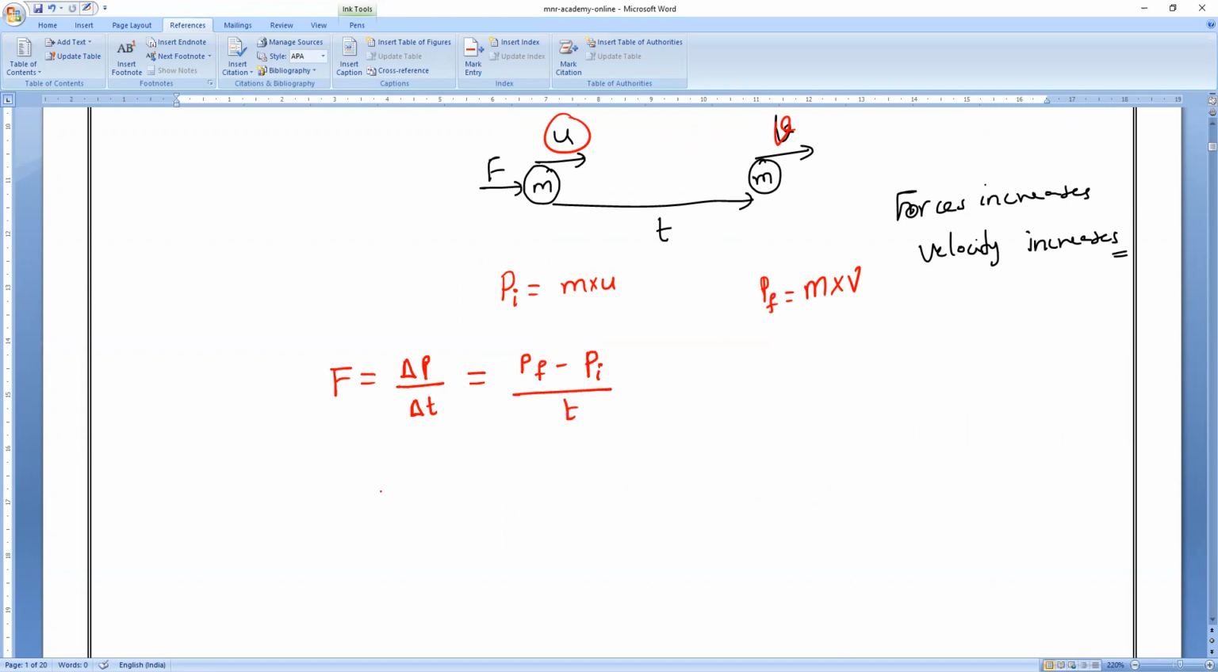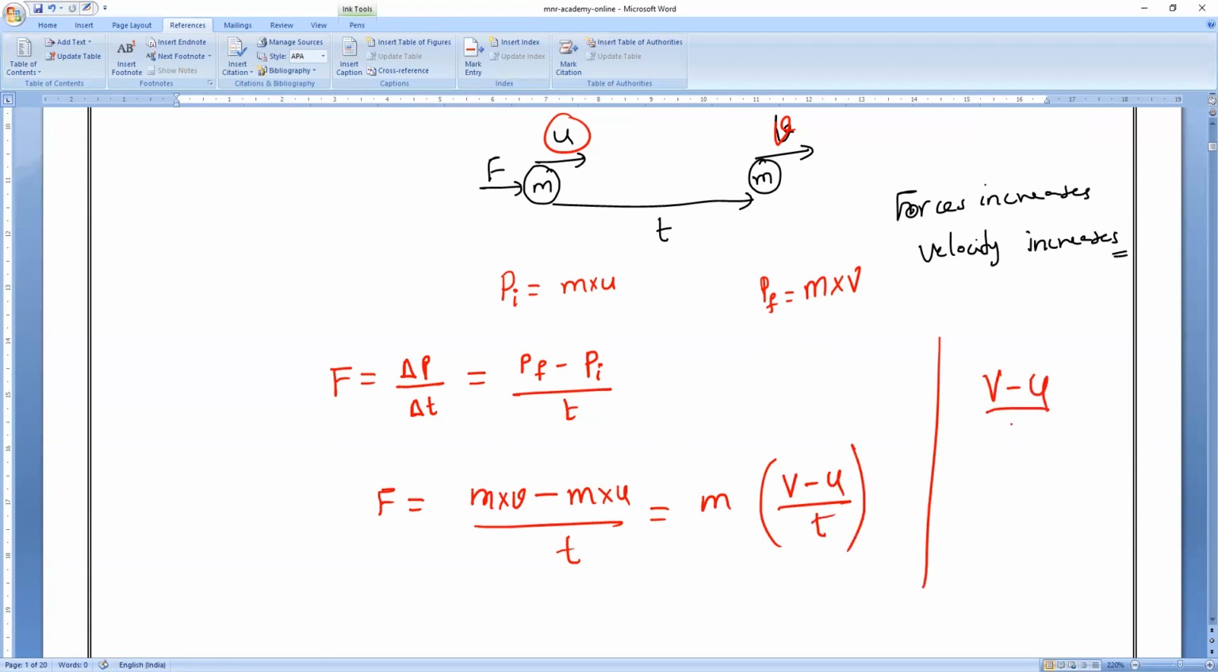If you substitute the formula, this is 9th class, the same thing we are solving, nothing new. Final momentum is mass times final velocity minus initial momentum, which is mass times initial velocity, divided by time period. So m is common: final velocity minus initial velocity divided by time. We all know that this equals something. What is that?